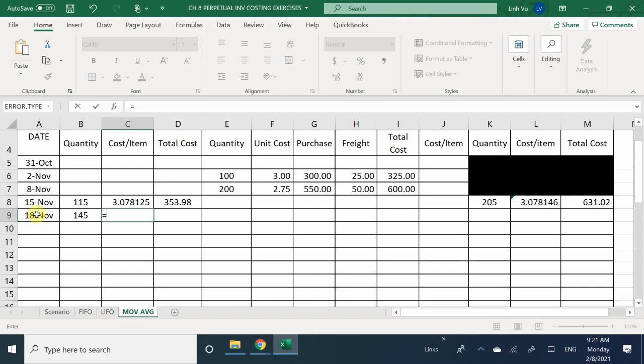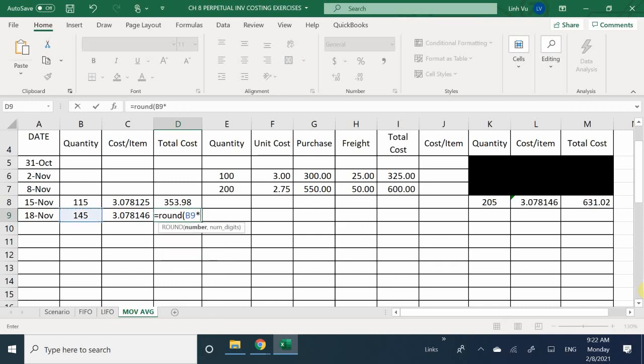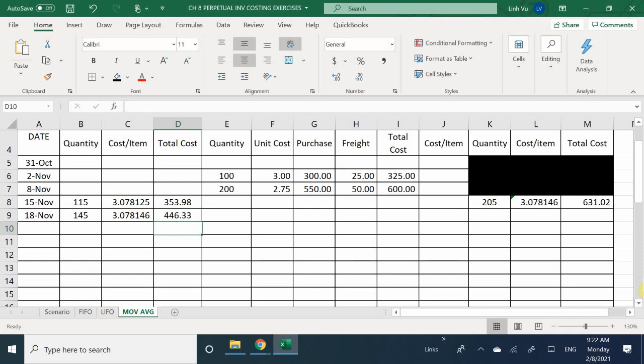And what's my new average cost per item? 3.078146. Okay. Again, you're going to apply that equal round formula here. So I'm going to do equal round. It's going to be your formula, comma 2. So what's my total cost of goods sold here? 446.3332. So what does that round to? 446.33. Yes, 446.33.